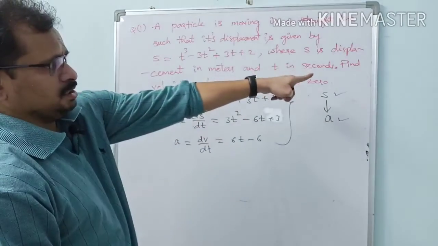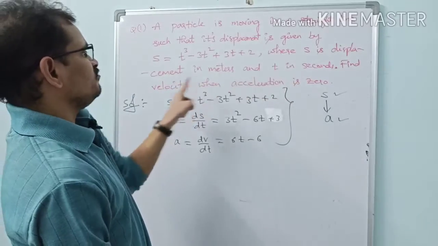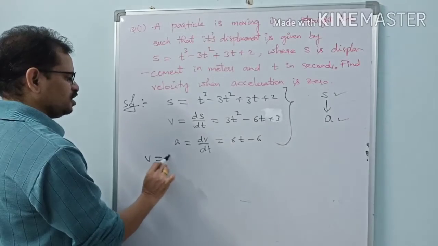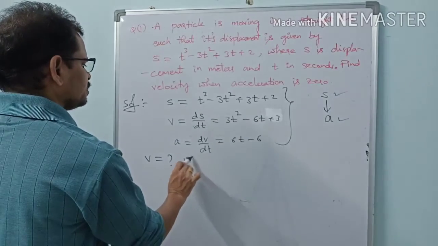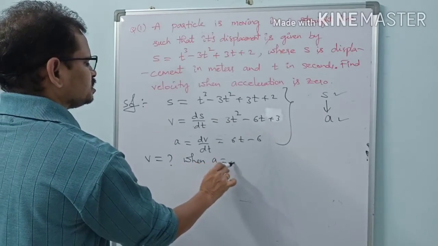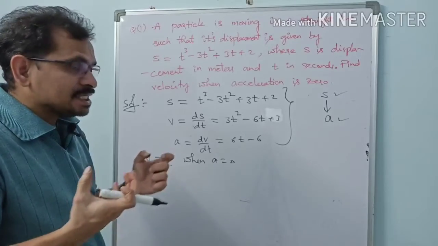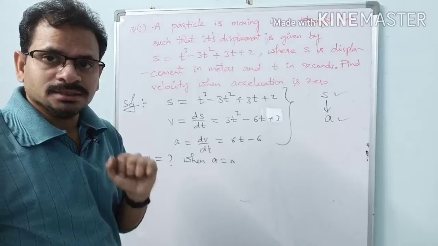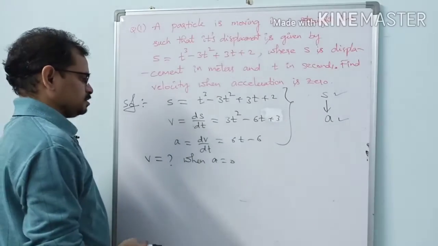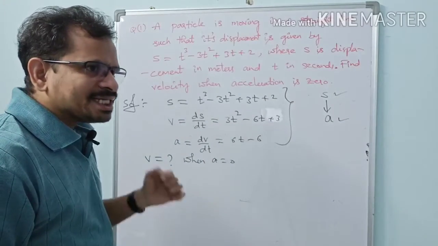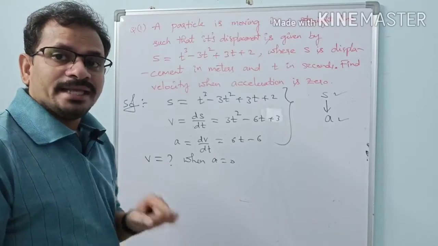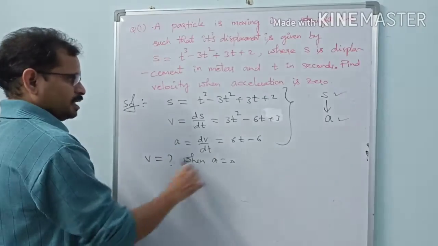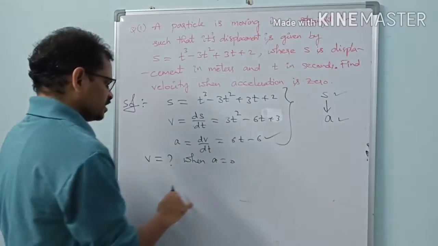Now we have to find the velocity when acceleration is 0. When acceleration is 0, at that instant you have to find the velocity. So let us first find at what instant of time acceleration becomes 0. For that, let us consider this equation.